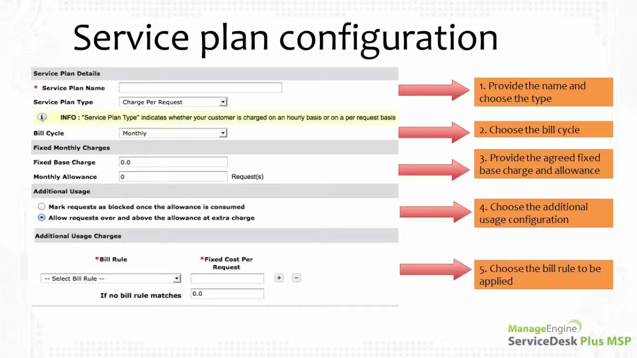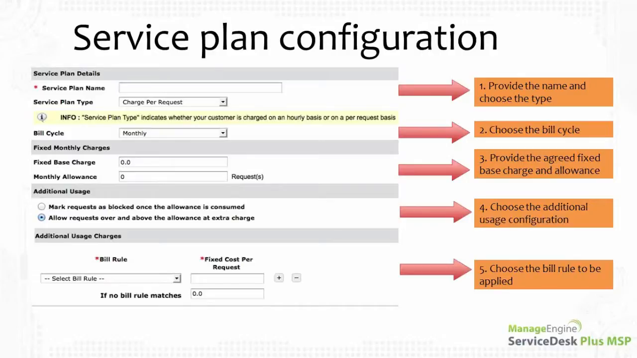For this bill rule, if you have to use it, you should mark allow request over and above the allowance at extra charge. Once you do that, you will select the bill rule based on the list of bill rules that you have mentioned under the bill rule section, and then you say what is the fixed cost per hour. If no bill rule matches, what is the cost that has to be applied on that particular service plan.